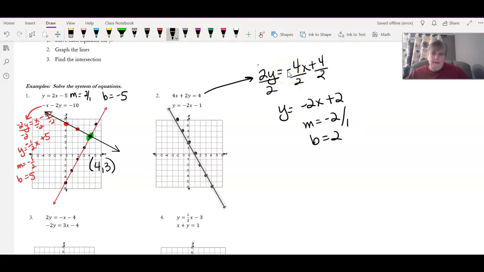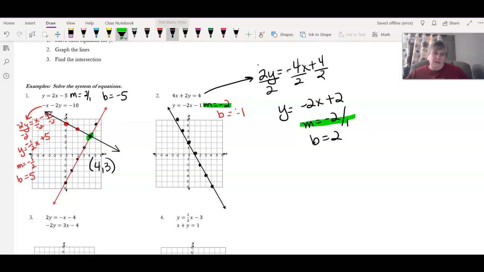Okay, so now let's go to another color. Let's go to this one. This one, my m is negative 2, because look, it's already solved, and my b is negative 1. Now you might already notice something, and you might notice that the m's are the same. And again, when you have m's the same, that means they're parallel lines.